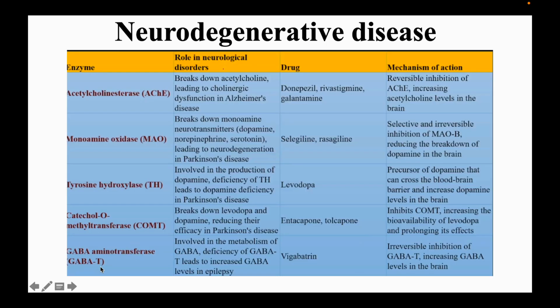Then we have GABA transaminase, which is involved in the metabolism of GABA, and deficiency of GABA can lead to an increase in seizures in epilepsy. So we need to inhibit GABA-T in order to maintain the GABA levels in the brain.